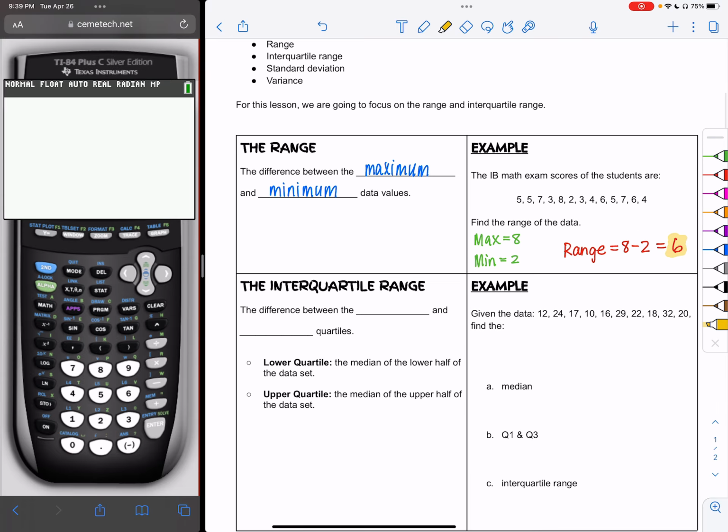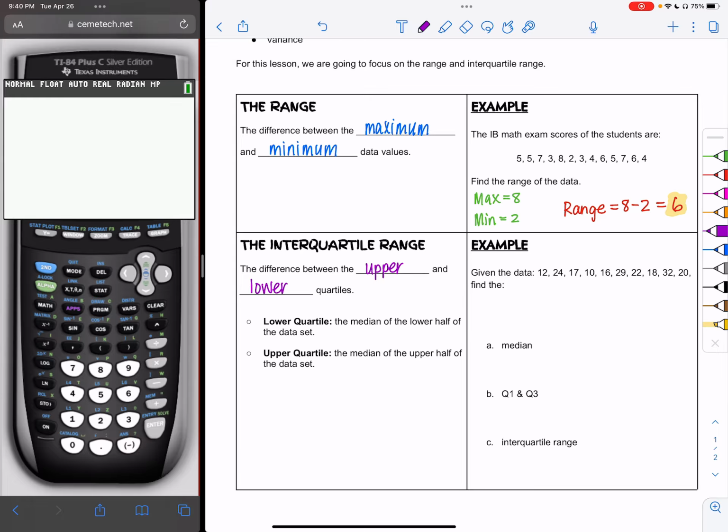Next, we have the interquartile range. Anytime you have the interquartile range, that is nothing but the difference between the upper and the lower quartiles. Your upper and lower quartiles are the medians of the upper and the lower half of the data set. So your lower quartile is the median of the lower half, and your upper quartile is the median of the upper half. If we do an example here, we have these numbers, and we also need to list them in order.